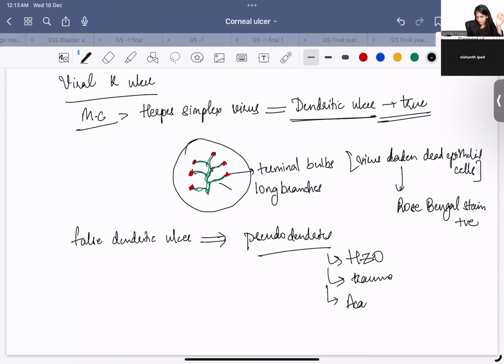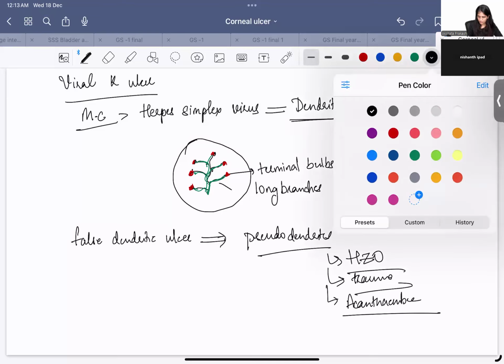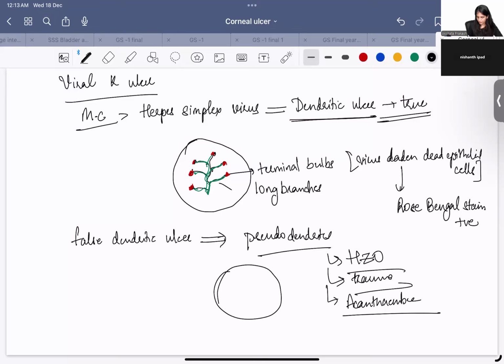How do we differentiate pseudodendrites from true dendrites? There won't be any terminal bulbs in your pseudodendrites. And they are in the periphery. They are short branching and no terminal bulbs. The long is not there, only short. That is your pseudodendrite. And they are in the periphery. That is why the diagram says this is in the center. Center of your cornea is your true dendrites. Periphery, it is your pseudodendrites. Clear? We are very clear with this.